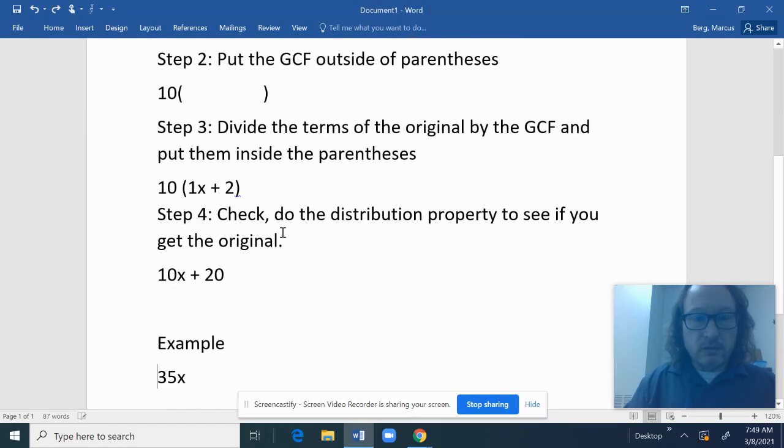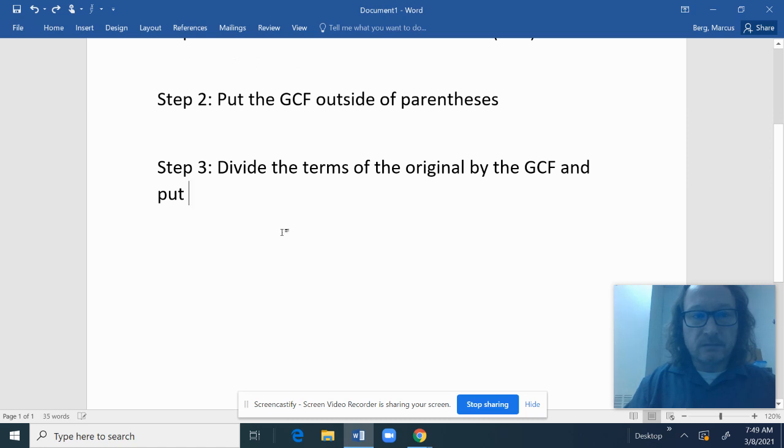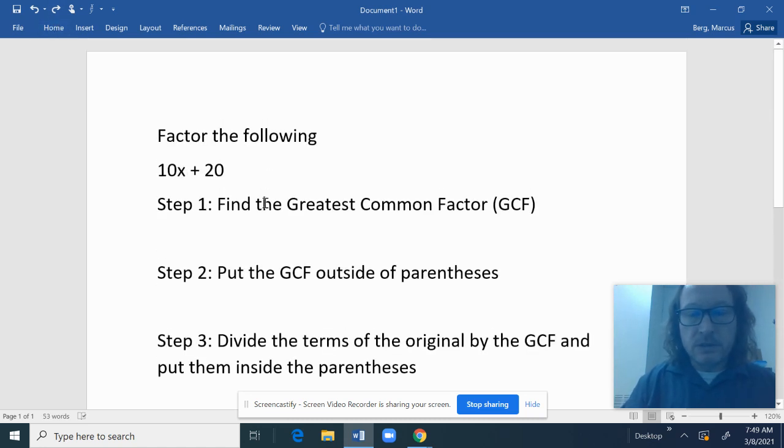Hello, everybody. We're going to look at how to factor problems. This is the new thing that we're doing today. I just did it one time and the sound didn't work, so hopefully it works this time.